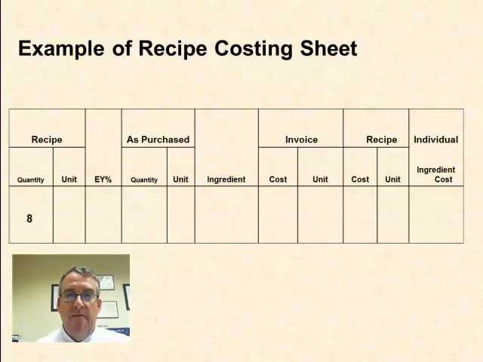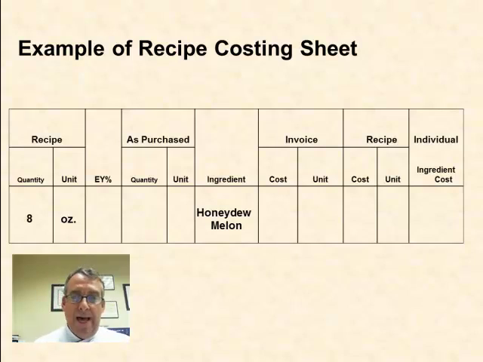So let's say we have 8 ounces of our ingredient. We'll pick honeydew melon. Let's pretend we're making a fruit salad. In each line, you're going to have a different fruit: honeydew melon, cantaloupe, kiwi, whatever happens to be in your recipe. And you're going to list them. So for my recipe, it says we need 8 ounces ready-to-eat honeydew melon. So we put that in there, 8 ounces.